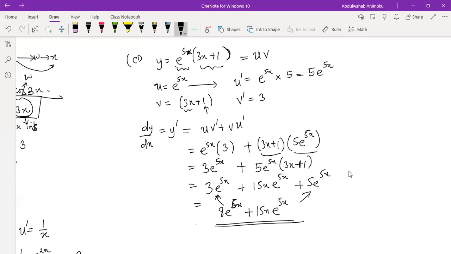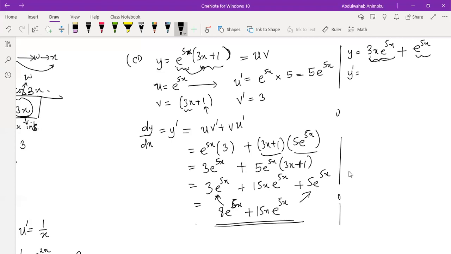Now, the other way to look at this is to simplify your function first. So you can multiply out this function first. e raised to the power 5x times 3x will be 3x e raised to the power 5x, plus e raised to the power 5x times 1, which is e raised to the power 5x. Now I can find the derivative. dy dx will just be the derivative of this plus the derivative of this. Now, what is the derivative of this one? You notice that we have the product rule.